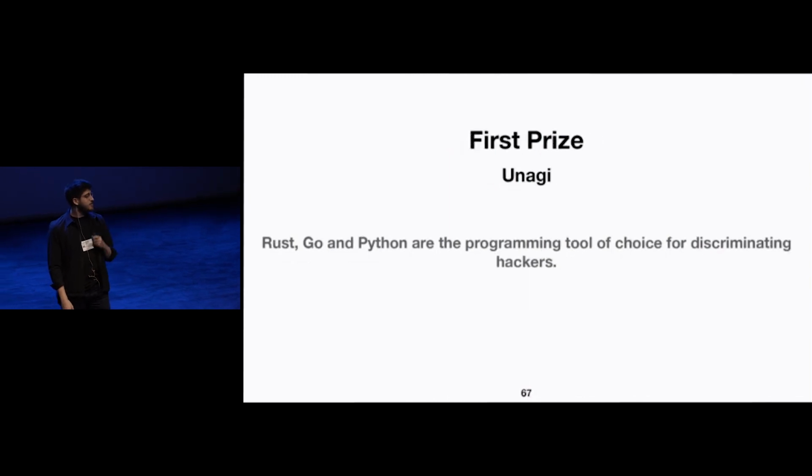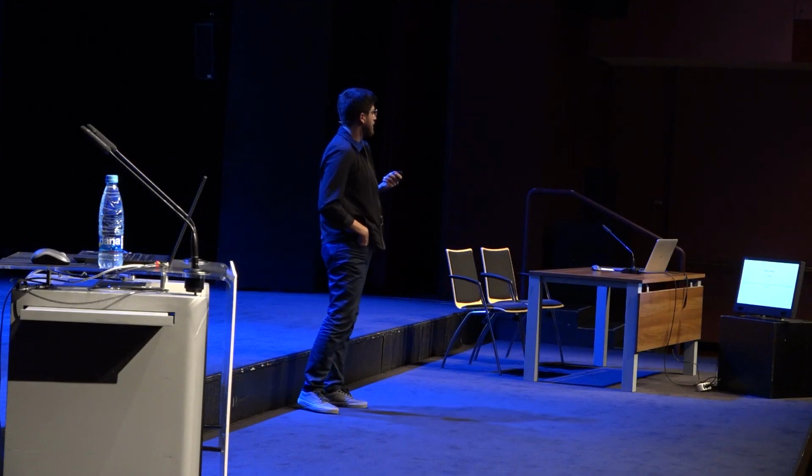And our first prize goes to the Unagi team, who use Rust for the solver and Go and Python for all of the utilities. Apparently those languages are the programming tool choice for discriminating hackers. And I believe that they were also winners of last year.